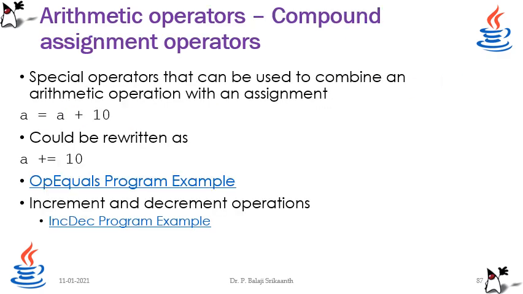Arithmetic operators, especially these compound assignment operators, are special operators that can be used to combine an arithmetic operation with an assignment. For example, a = a + 10 would be written as a += 10. The incrementing and decrementing operations take effect in the presence of another operator.